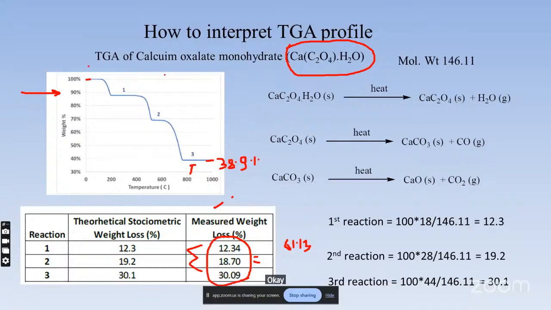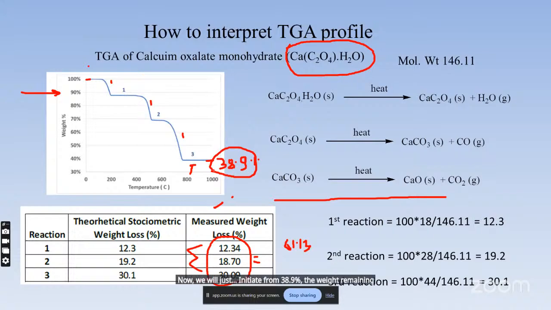Now, I have to assign these three steps. Which molecule is lost from this particular compound? I have to build up these reactions. These three reactions are built up from the calculation. Now, we will just initiate from the 38.9% weight remaining. So let me check the weight of calcium. Just a minute.